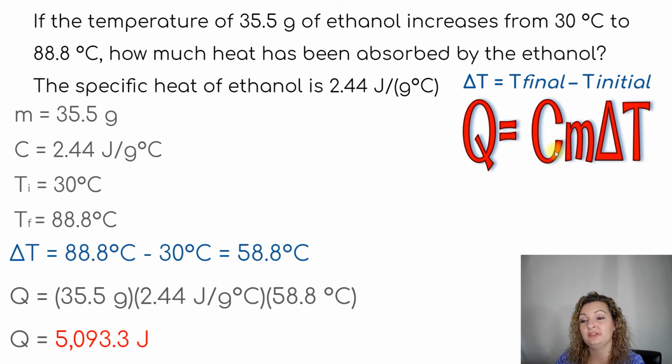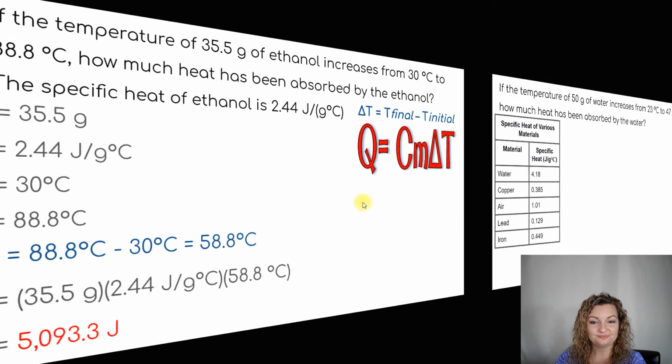So we're going to substitute in C. Our C was 2.44, and here we have it. We're going to substitute in our M. That's 35.5 right here. And our delta T, which we just solved for, is 58.8 right here. And all we have to do is multiply across in your calculator, and you end up getting 5,093.3 joules. Don't forget to add that joules, a capital J at the end, because Q is thermal energy.